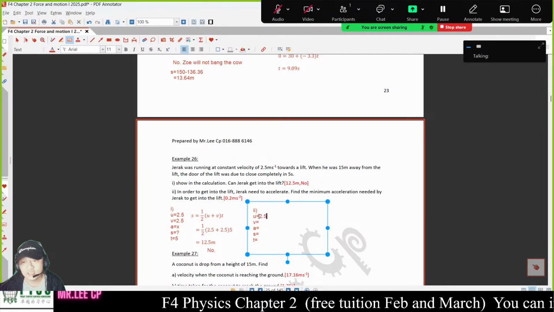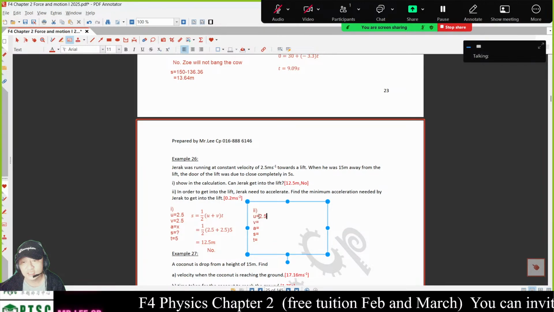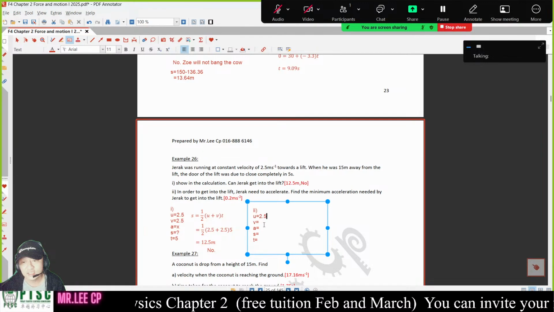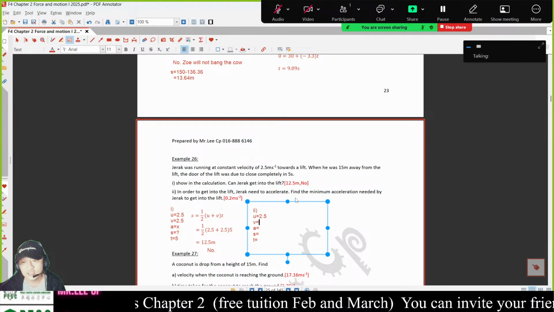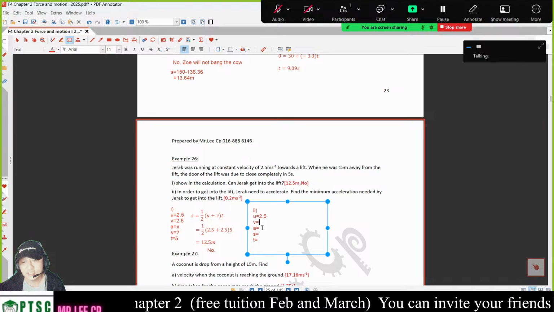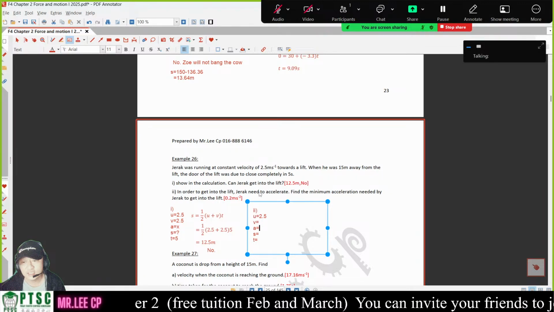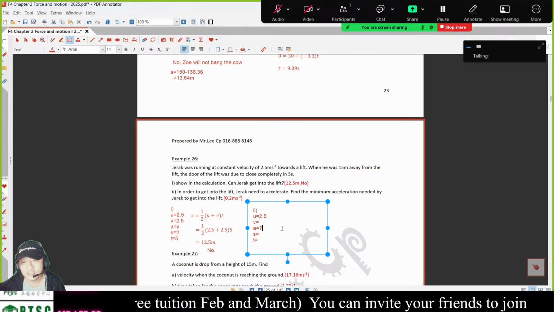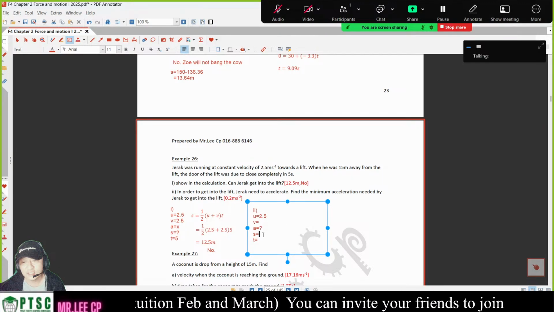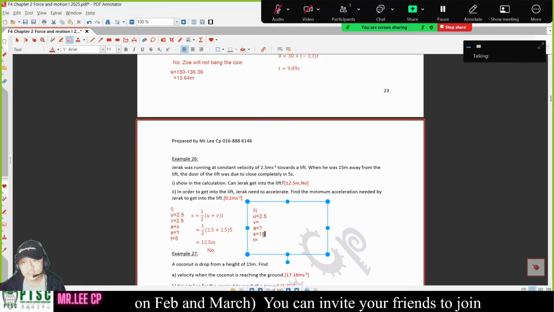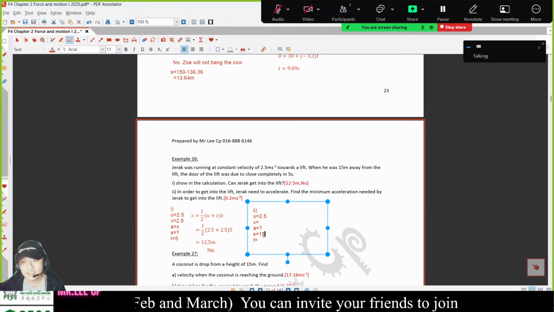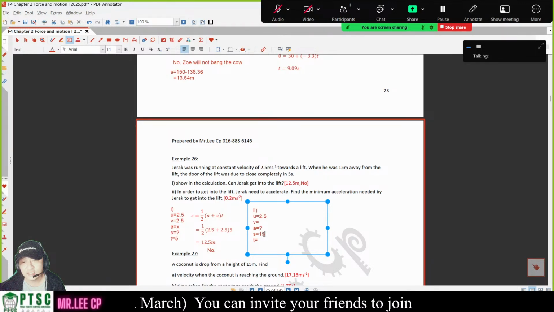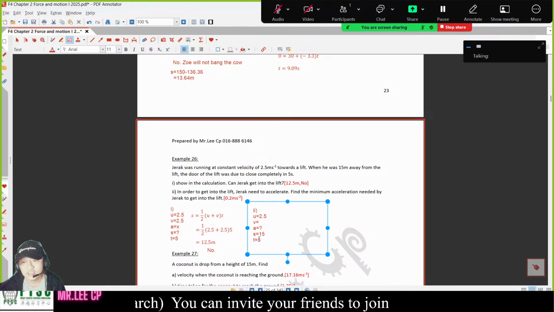U is 2.5. So now you need to run 2.5. You are getting faster. What is the final velocity? I don't know. Right? I don't have it. A is the one that you want to ask: minimum acceleration. Now S is, you must get 15, at least 15 meters. If you don't reach 15 meters, you will not go into the lift. T is 5 seconds.